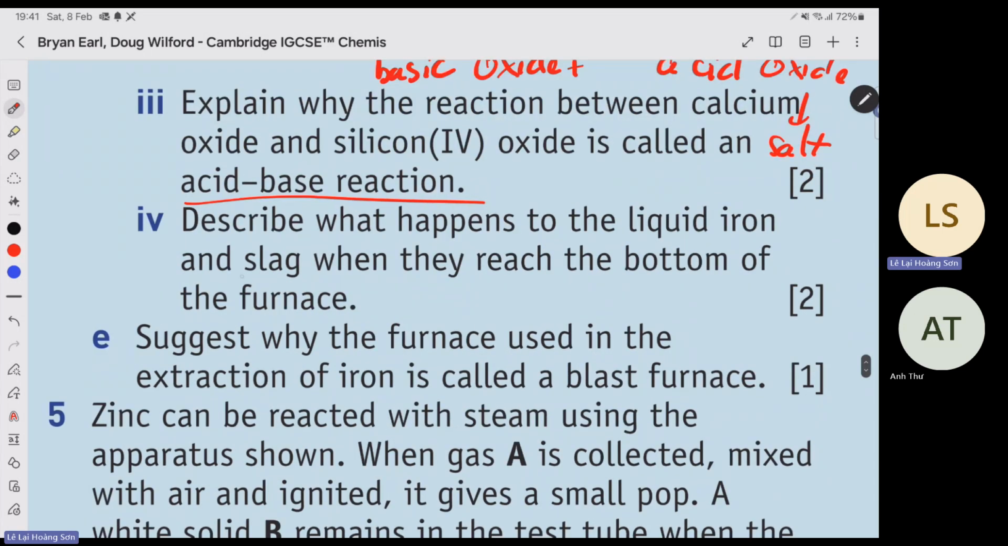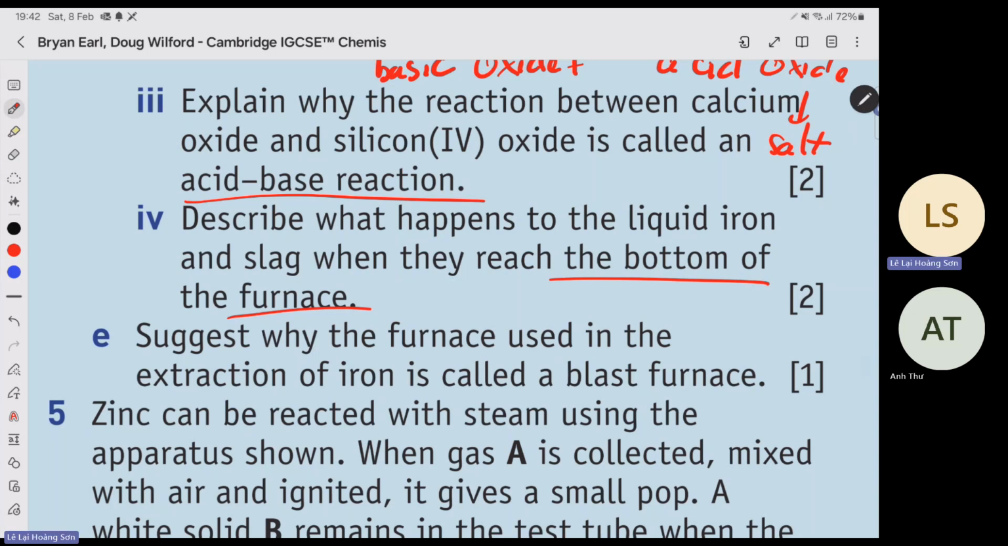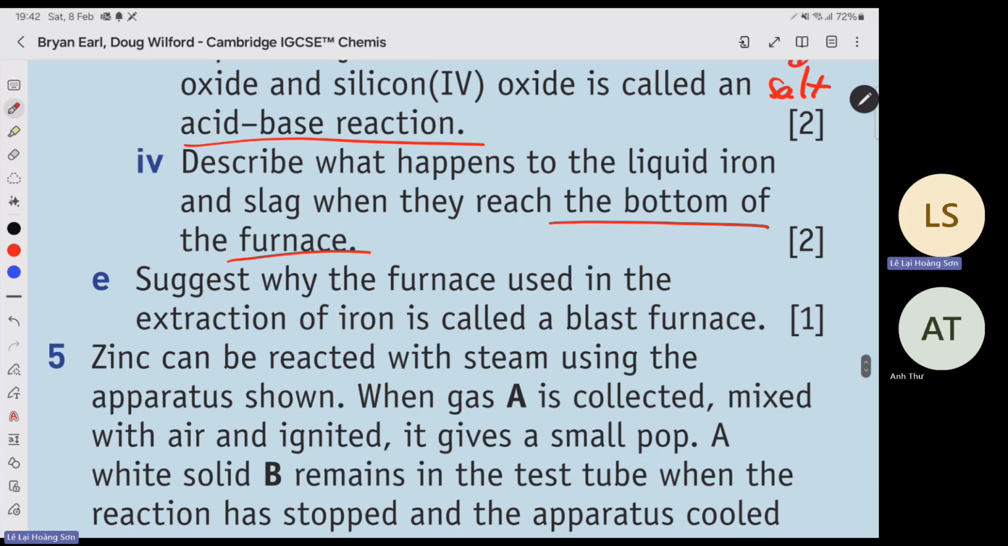Describe what happened to liquid iron and slag when they reach the bottom of the furnace. I just told you the answer. Can you tell me again what's going to happen at the bottom of the furnace? It will be less dense. Which one will be less dense than the other one? Calcium silicate. It will be less dense, and it can be removed from the reaction. Calcium silicate is going to be less dense, then it's going to be removed. And also the liquid iron, which is denser than the slag, will also be removed, but at a different nozzle.